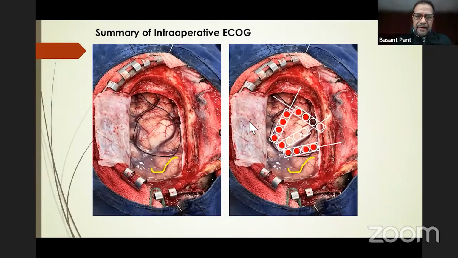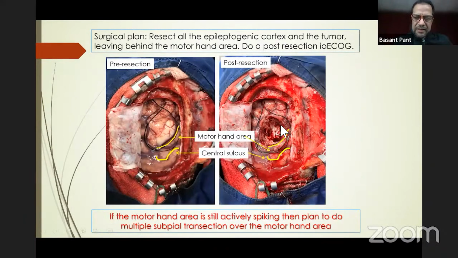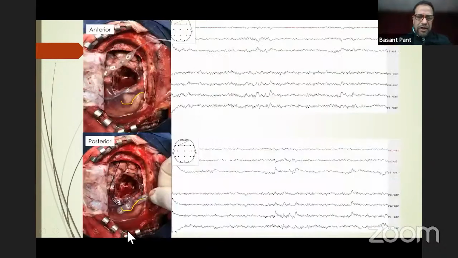Then we removed it, and at the end of the operation we again retested with the ECOG and saw that all the parts have become silent. And if there is still a continuous spike, especially arising from the motor area, then you can add multiple subpial transections, cutting the intersulcal fibers so that the action potential does not spread outward. So this is post-op. Here you can see this area has become silent. Now we have removed the tumor and we have also stopped their epilepsy. So you are confident and you can go home happily.